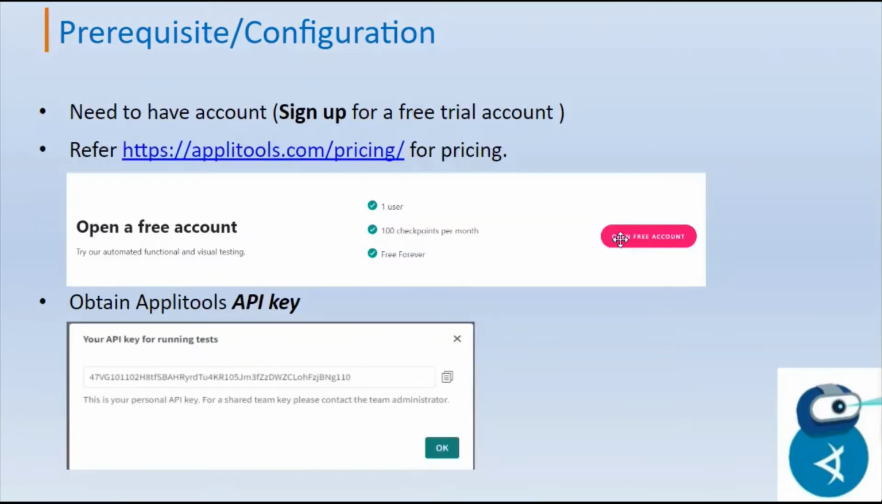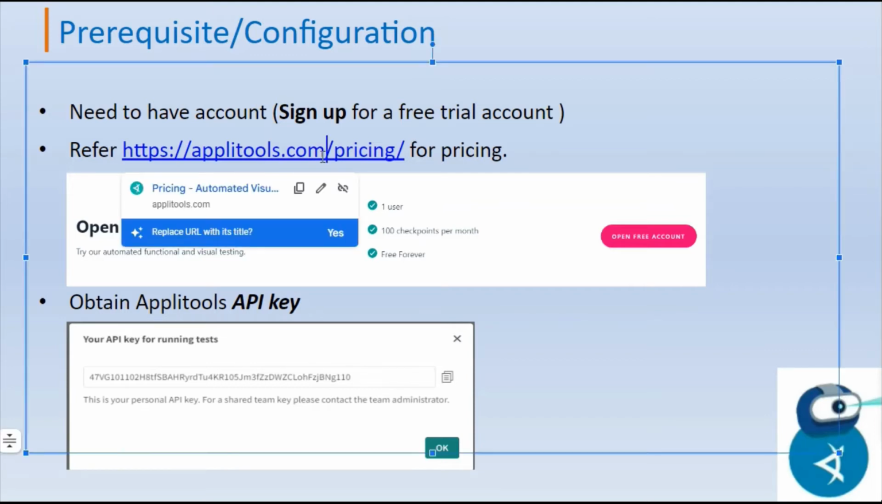Now on the Applitools side, you would need an Applitools account. For that, you can sign up on the Applitools website, and they give a free trial account as well, and they have a paid account as well. So we can get started with the free one to get into the basics of Applitools visual testing. And for the pricing, you can refer to this link. Let me open this.